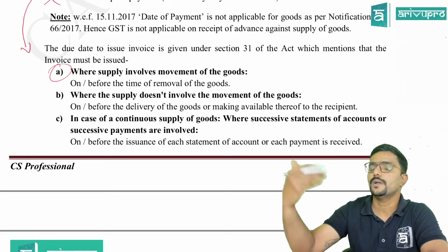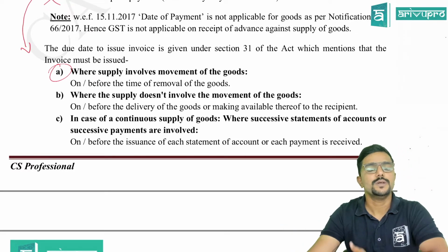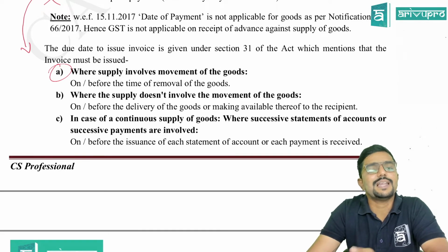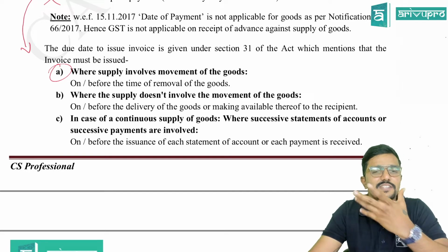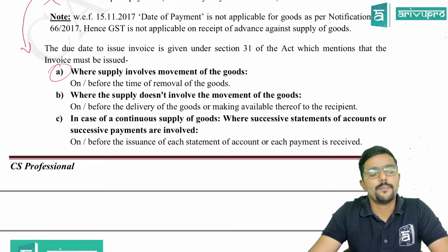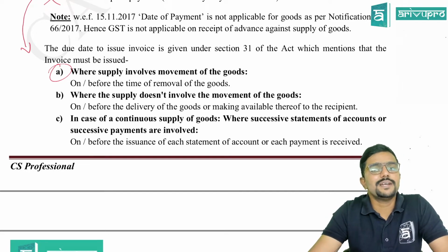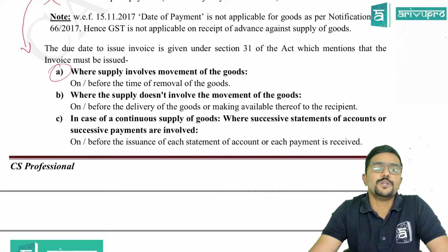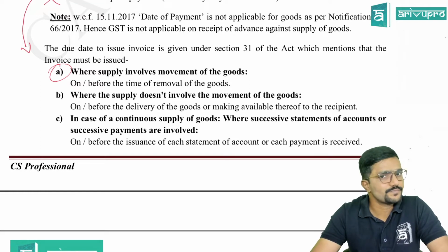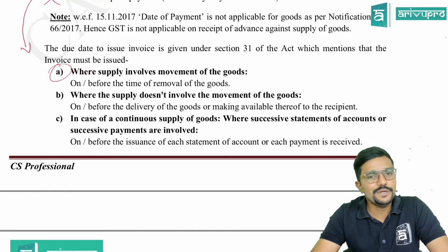Assume I went to Tata Chroma on 15th June and purchased a refrigerator. They delivered it to me at the same place. Or a laptop, let me take a laptop because the refrigerator is a huge one. They delivered it to me there itself, on the spot, on 15th June only. In that case, what is the due date to issue the invoice? 15th June.